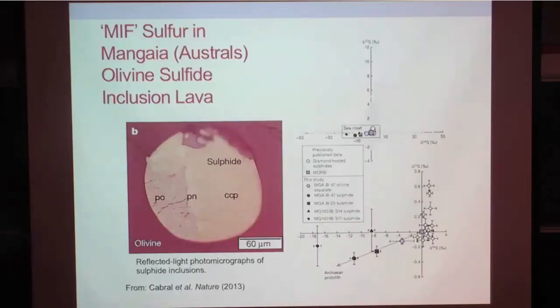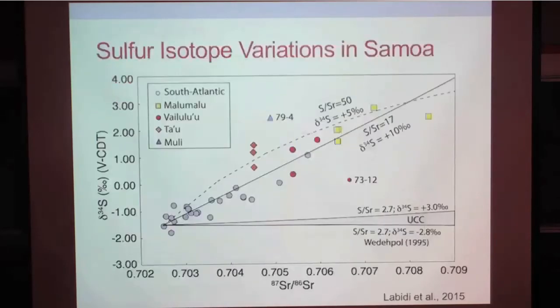And lo and behold, Matt again, with Rita Cabral, found mass-independently fractionated sulfur in sulfide inclusions in olivine from basalt from Mangaia Island in the Australs in the central South Pacific. Okay, so how do you get mass-independently fractionated sulfur into an inclusion in olivine in an oceanic island basalt in the central Pacific? The only way is to make it at the surface, bring it down into the deep mantle, and bring it back up. Matt was also a co-author on this paper.